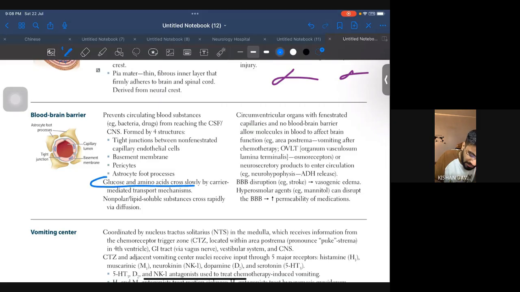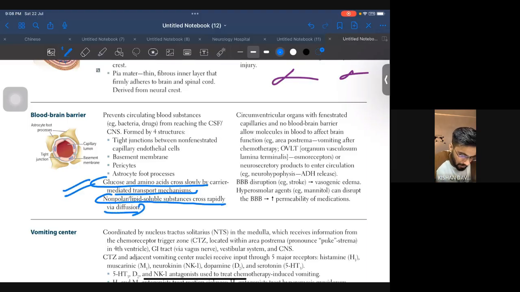Glucose and amino acid cross slowly by carrier-mediated transport system. Non-polar lipid-soluble substances cross rapidly via diffusion. This is high yield. Another thing, it prevents circulating blood substances, drugs, and bacteria from reaching the CSF or CNS. This is important.